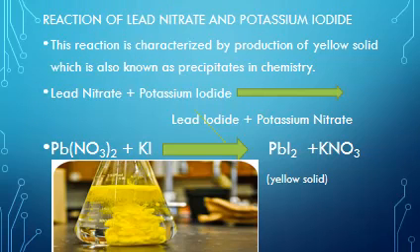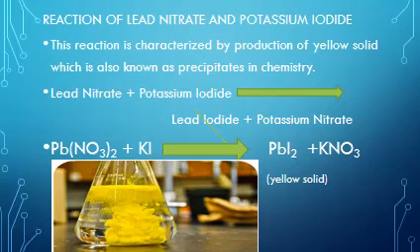Next example is reaction of lead nitrate and potassium iodide. This reaction is characterized by production of a yellow solid, which is also known as a precipitate in chemistry. Lead nitrate plus potassium iodide, which are the reactants, give you lead iodide plus potassium nitrate. The equation can be written as Pb(NO3)2 plus KI gives you PbI2 plus KNO3. PbI2 is the yellow solid or precipitate.